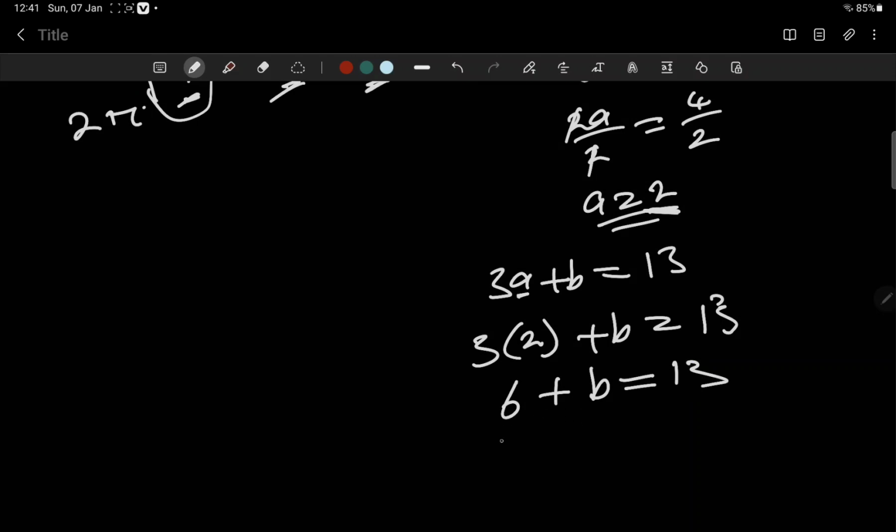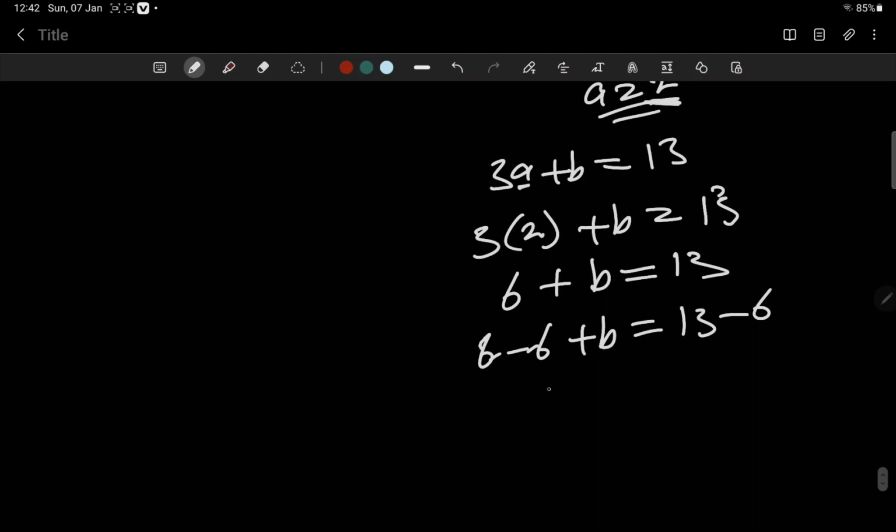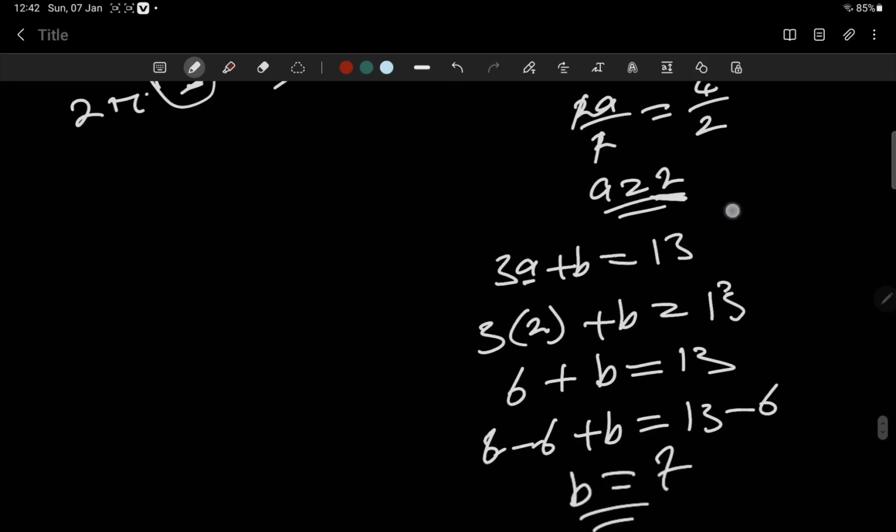Then subtract 6 from both sides. 6 minus 6 plus b equals 13 minus 6. 6 minus 6 is 0, so 0 plus b leaves just b on the left hand side. 13 minus 6 is 7, so b equals 7. Now we need to find the last variable, which is c.